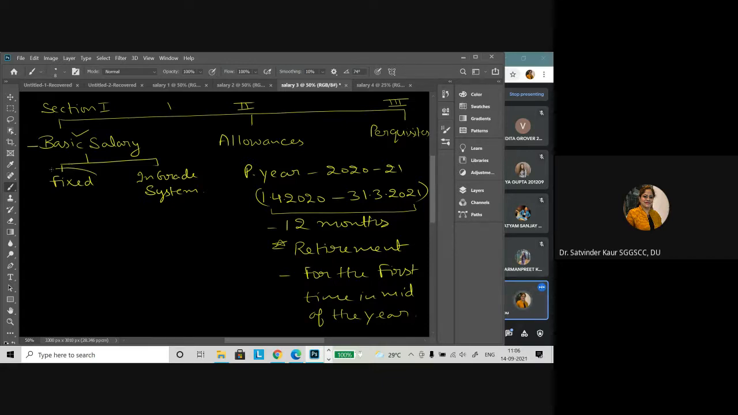So if it is a fixed form of salary, suppose the salary is fixed 12,000 per month, so we have to take 12,000 into 12. In the grade system, we will learn after the basic concepts are over in this particular head, right? So in the grade system, again, we have to find out the salary earned during this particular period.